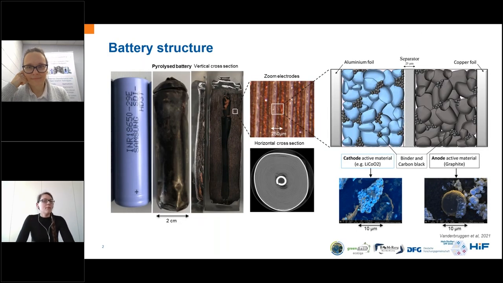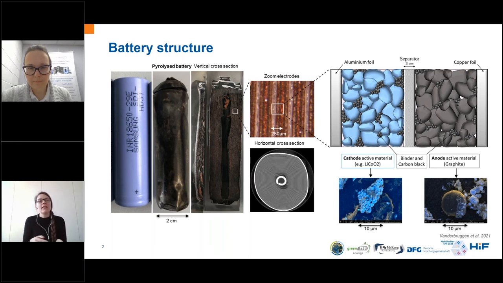Okay, so first, I want to show you the battery structure. On the left, you can see a common battery. Then one picture more to the right, we have pyrolyzed this battery to get rid of mostly all these hazardous electrolytes. Then you can see a vertical cross section. So basically we cut it in half and you can see the cross section, which is embedded in an epoxy resin. And if we then zoom a bit more into the battery, you can already see these straight lines, which are the electrodes.